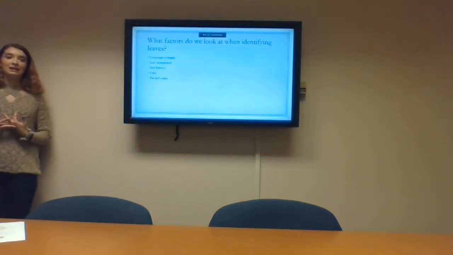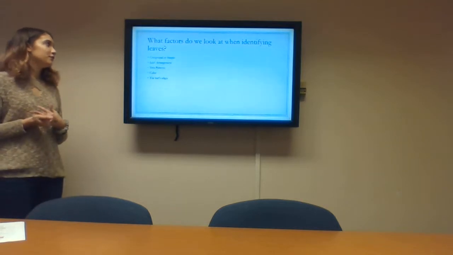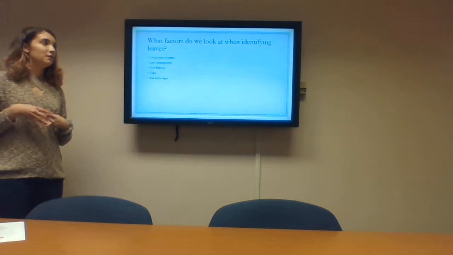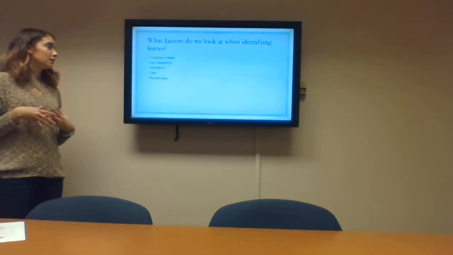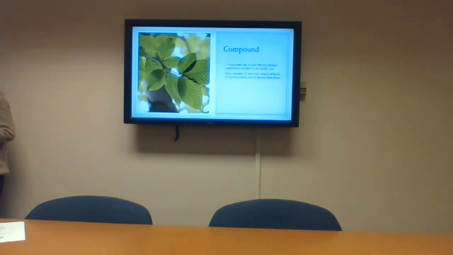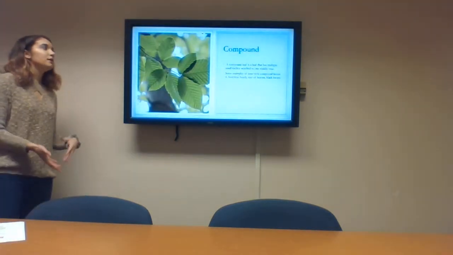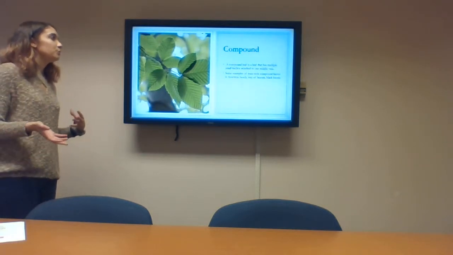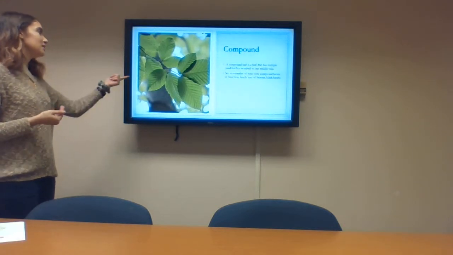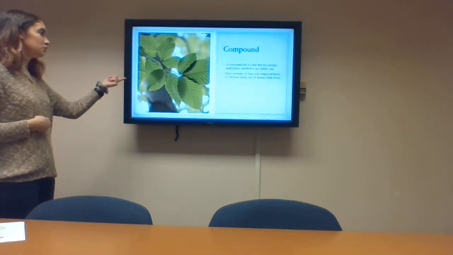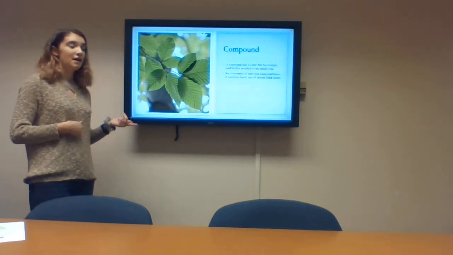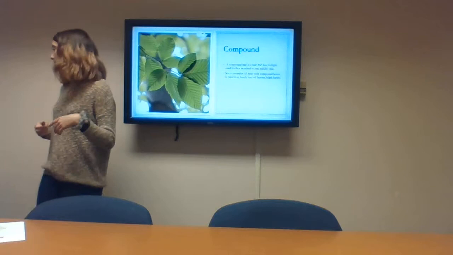So some things we can look at and consider when we're trying to identify a leaf: we can look at if it's compound or simple, the leaf arrangement, the vein patterns, the color, or the leaf's edges. First we're going to talk about compound or simple. When a leaf is compound, it has multiple small leaflets coming out of one middle vein or twig. Right here is pictured an American beech tree. Some other compound leaves are the tree of heaven and black locust, all Pennsylvania native.